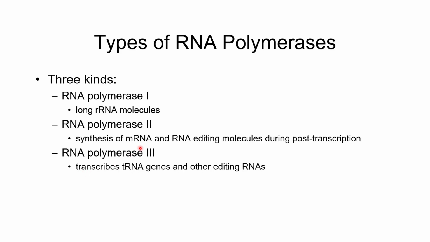As far as polymerases go, there are three kinds of polymerases. We have what are known as RNA polymerase 1. These are the polymerases that are used to transcribe our rRNA molecules. We have RNA polymerase 2, which is associated with our mRNA as well as RNA editing molecules. And we have RNA polymerase 3. This transcribes our tRNA. So make sure you know which type of RNA corresponds to which type of polymerase.